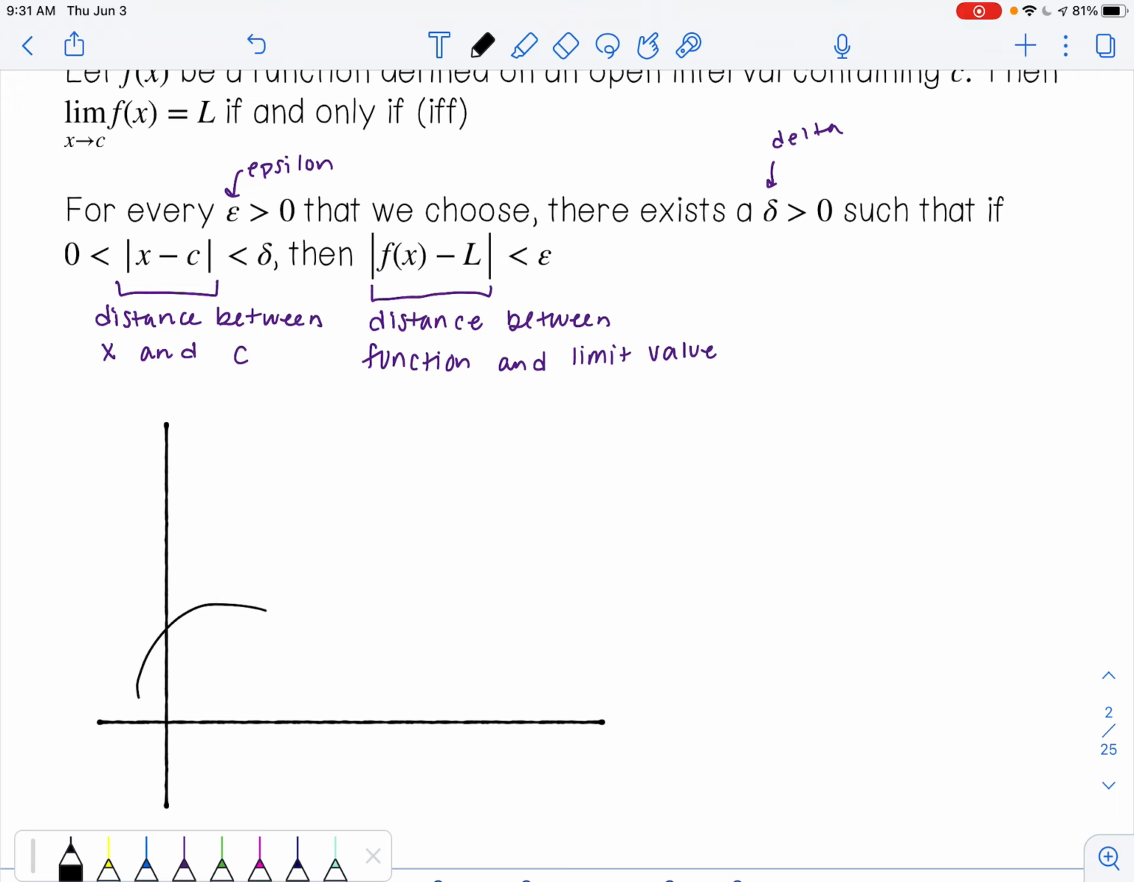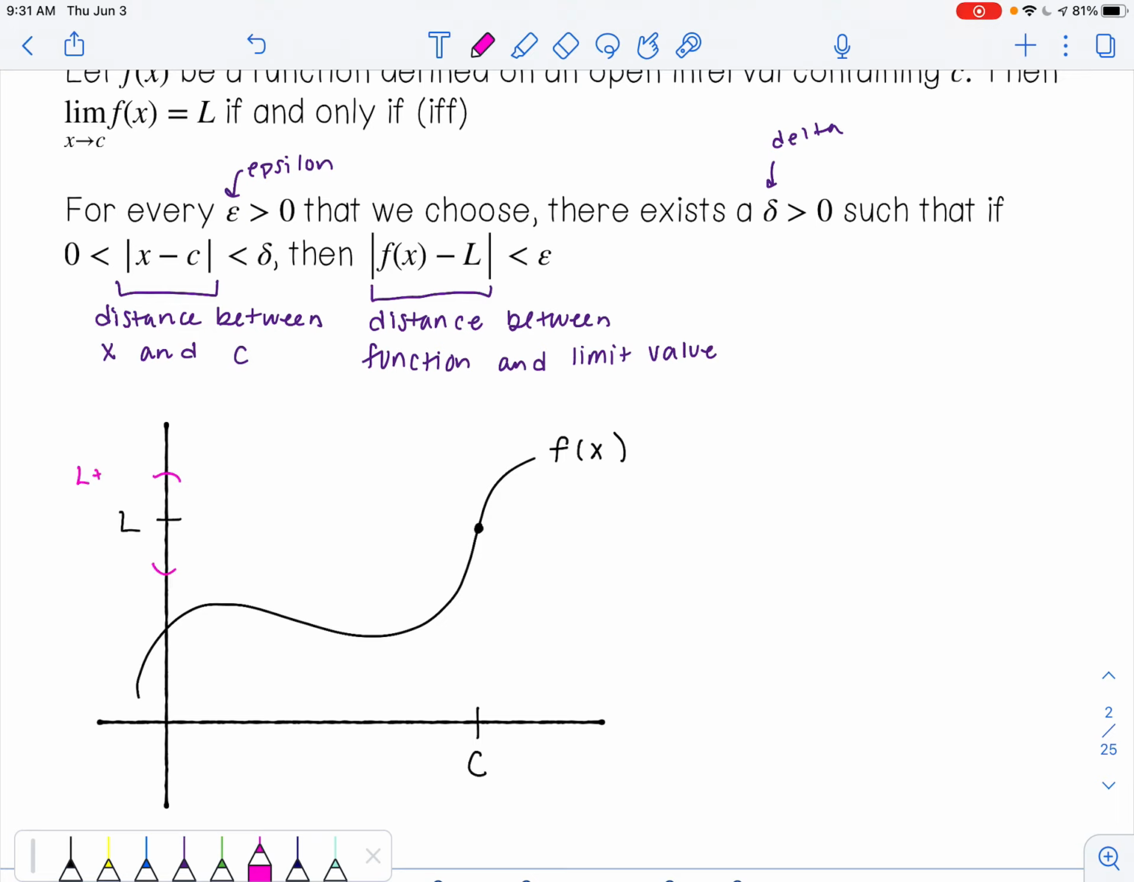So let's draw a little picture here. So let's say we have a function, right, f of x, right? So what we're going to say is, I don't know, maybe c is out here, right? So for this function, there's our L. So we're going to choose epsilon. So when we choose epsilon, epsilon is going to create a window around L.